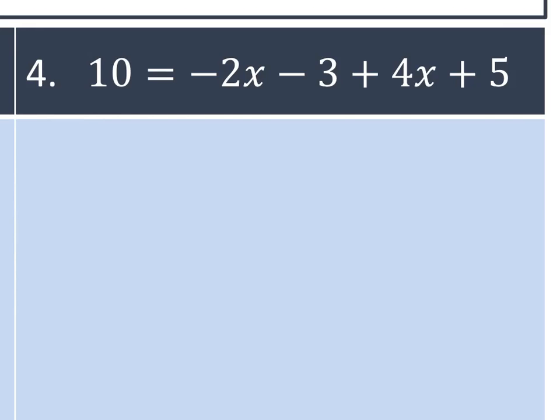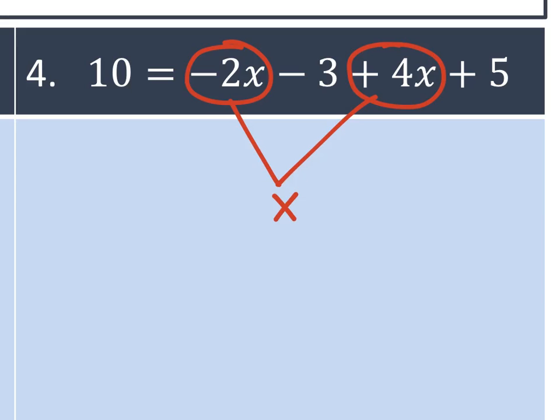Then I need to look for any like terms that I can combine. On the left side of the equal sign, we got the 10. Well, nothing to combine with the 10. But on the right side of the equal sign, we got 4 terms. Particularly this negative 2x here and this 4x. Those are x terms, so I should be able to combine these. Negative 2x's and a positive 4x's combines to give us positive 2x's.